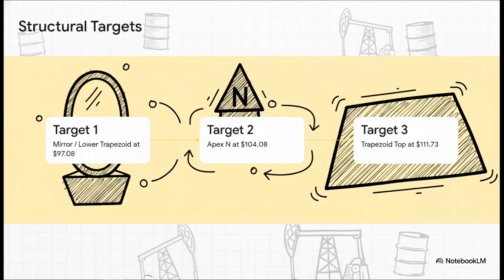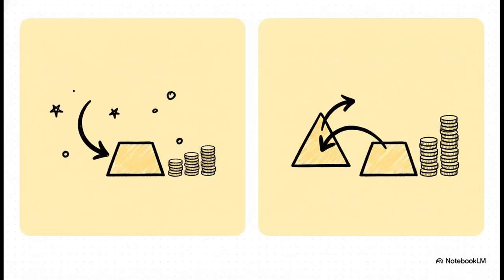Next up, we map out the sequential interactions for our expected structural progression. It maps out like this. Target 1 is the mirror or lower trapezoid sitting at $97.08. Then target 2 is apex N at $104.08. Finally, target 3 is the trapezoid top-up at $111.73. Keep in mind, these expected returns are calculated purely as structural targets.